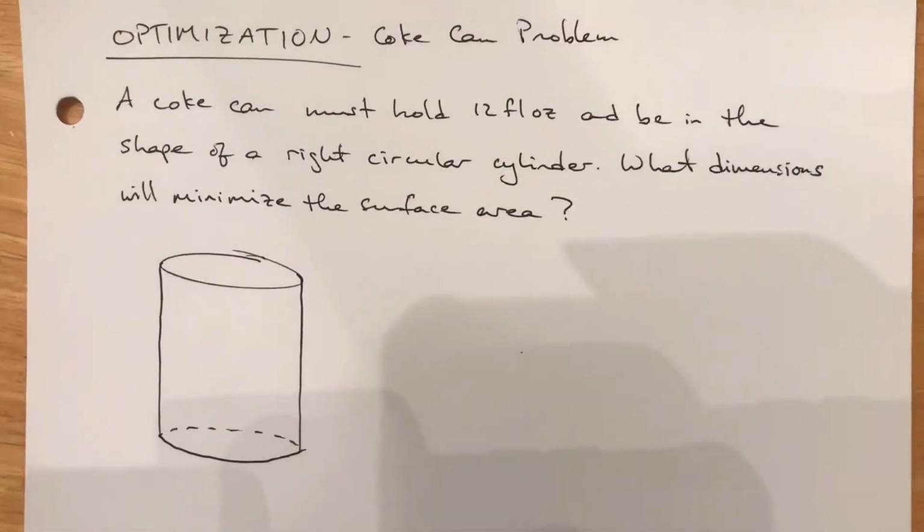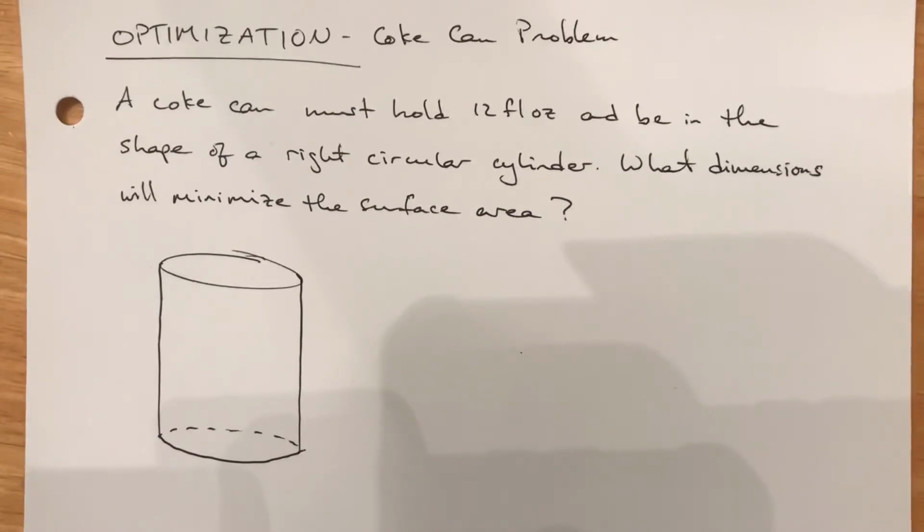All right, so we're going to continue with actually one of my favorite problems in optimization because, well, you'll see why a little bit later. So we want to look at a Coke can. It's got to hold 12 fluid ounces and be in the shape of a right circular cylinder. We want to come up with the dimensions of the can that will minimize the surface area.